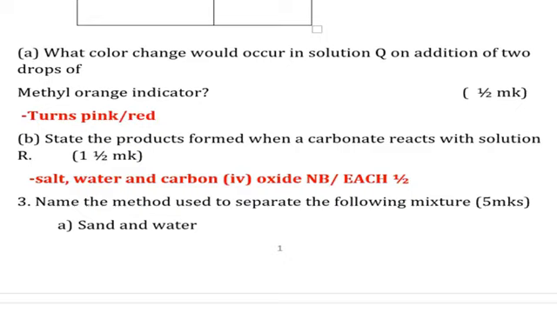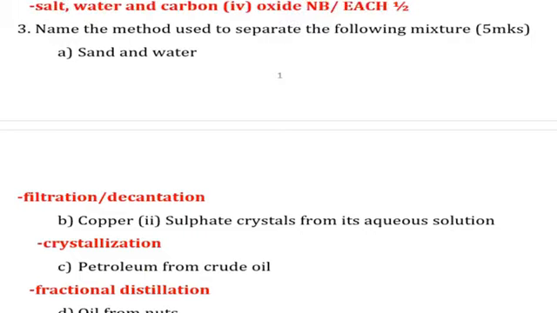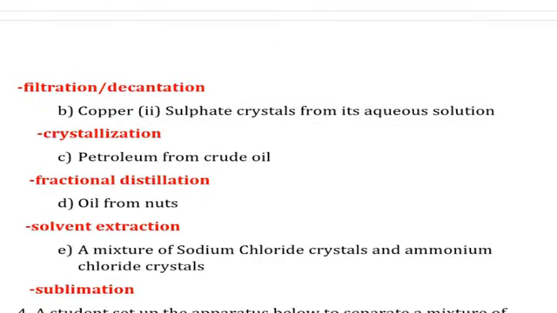Number 3. Name the method used to separate the following. Which method is used to separate the following? Salted water, that one is decantation or filtration. Number 2. Copper sulfate crystals from its aqueous solution, that one is crystallization. Petroleum from crude oil, that one is fractional distillation. Oil from nuts, that one is solvent extraction. A mixture of sodium chloride crystals and ammonium chloride crystals, you use sublimation.